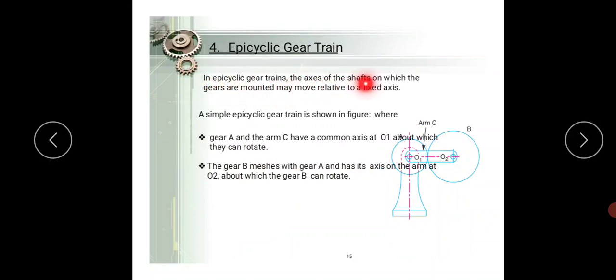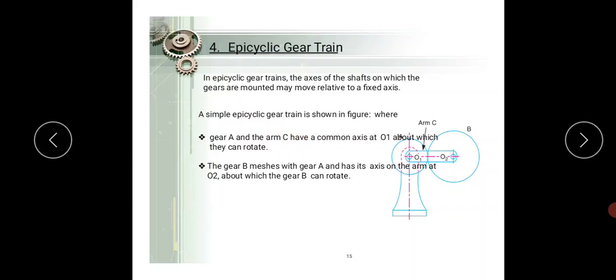Now we are going to see the epicyclic gear train. In epicyclic gear trains, the axes of the shafts on which the gears are mounted move relative to a fixed axis. A simple epicyclic gear train is shown in the figure. This is gear A, and this is the arm C, which have a common axis. Gear A and the arm have the common axis O1, about which we can rotate.